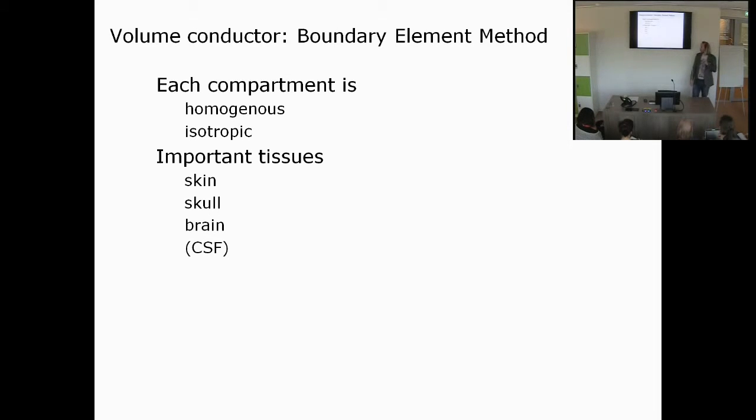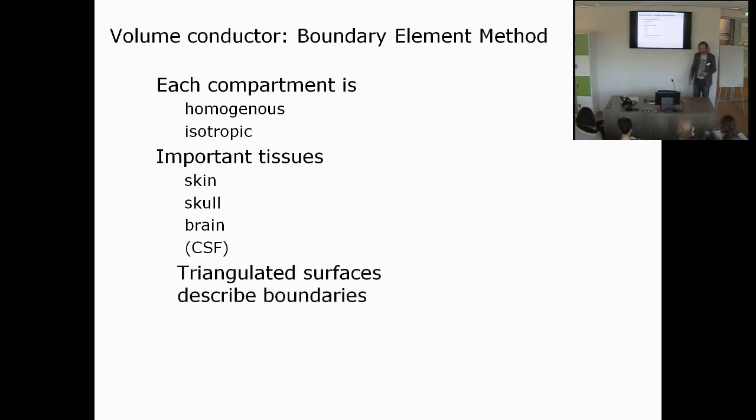Perhaps I should point out that if I'm saying brain here, it's basically everything, all the tissue that's contained within the skull. So it's white matter plus gray matter. And what we're assuming here is that all of this tissue contained within the skull has a homogeneous conductivity.